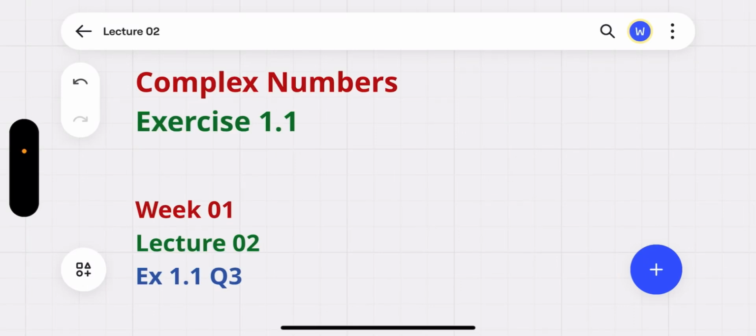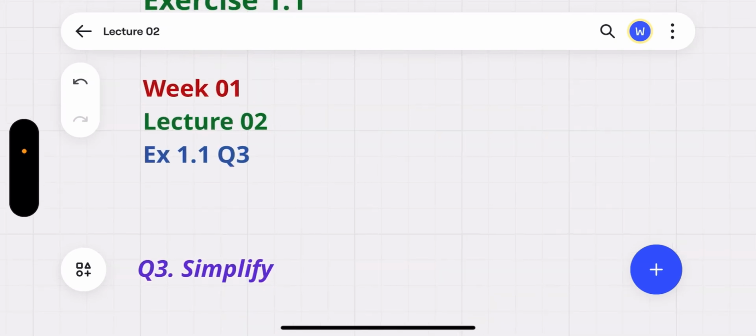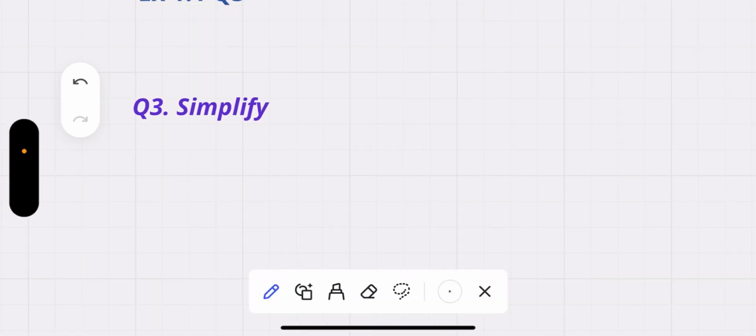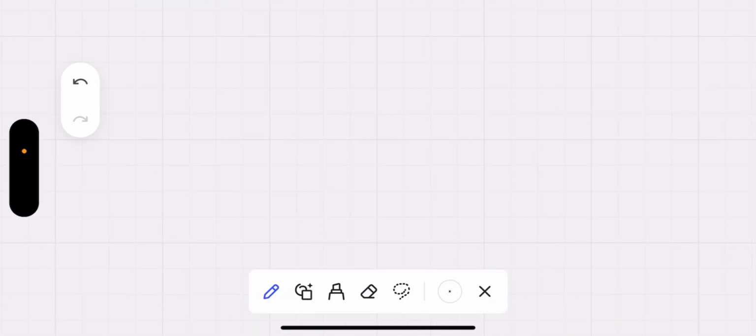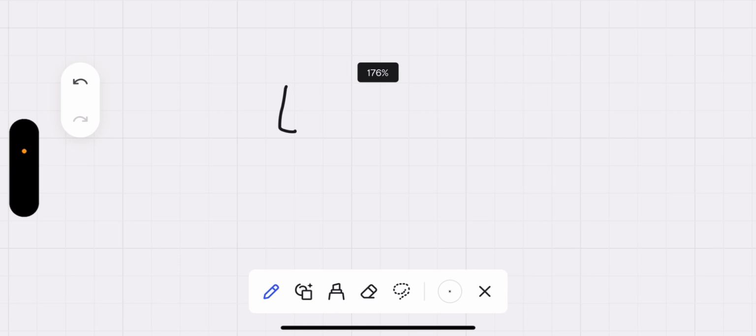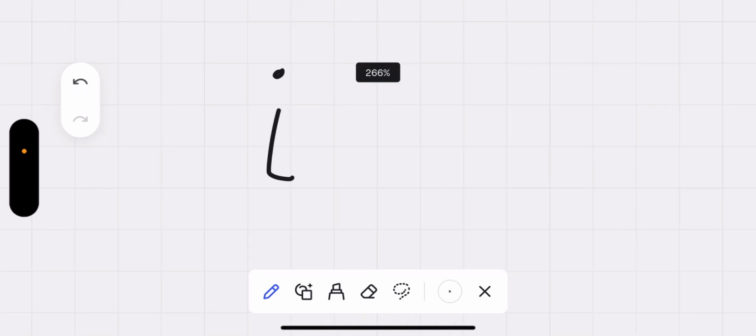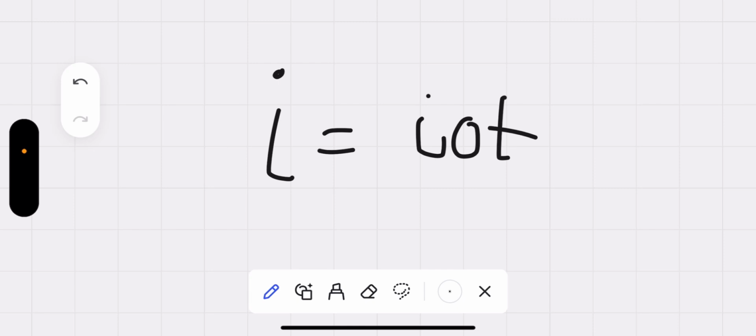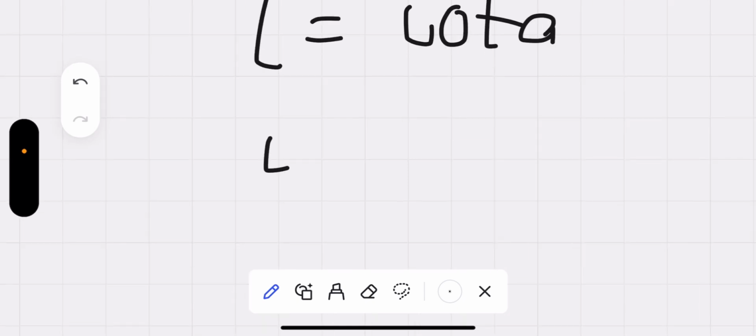Hello everyone. In the name of Allah, we start our second lecture, which is on the same topic, complex numbers, exercise 1.1. We have question number 3, simplify. Okay, in today's question, we will be dealing with iota. This is iota, whose value is square root of minus 1.